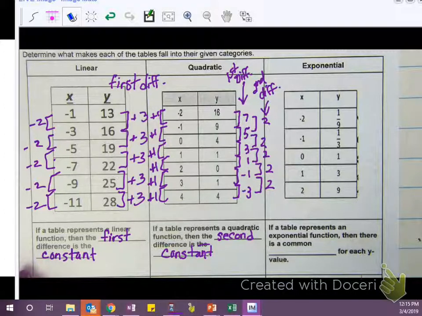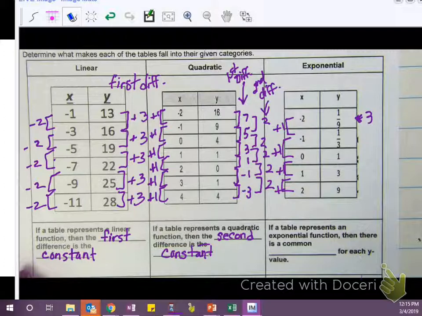That continues to apply. If the differences are not constant, but rather a multiplier, then it is exponential. So I check these. They're going up by 1, so they are evenly spaced. What do I have to multiply 1/9 by to get 1/3? 3. So we're going to multiply by 3.